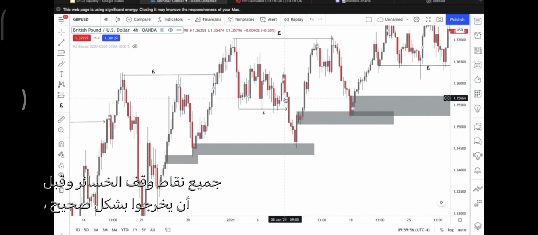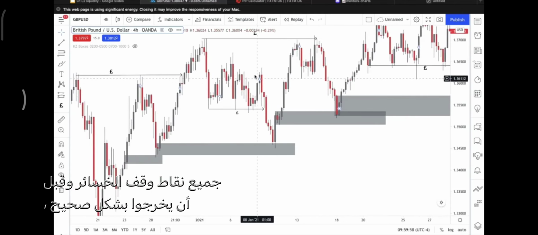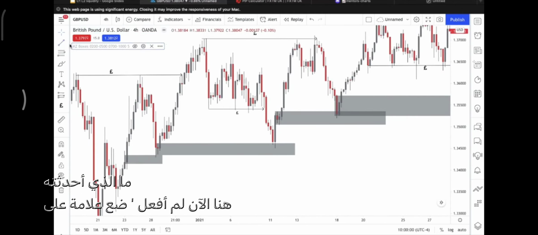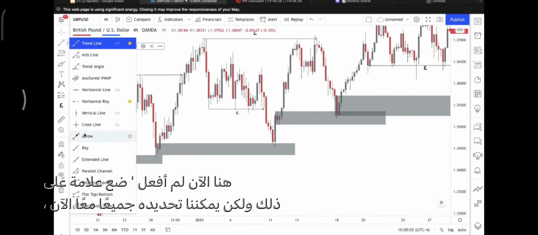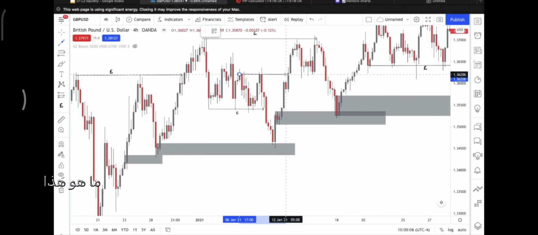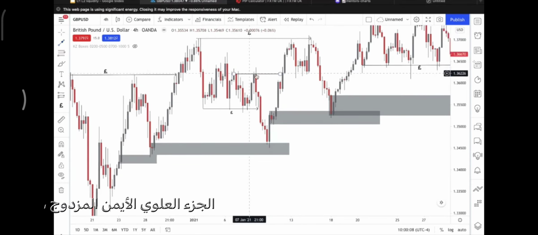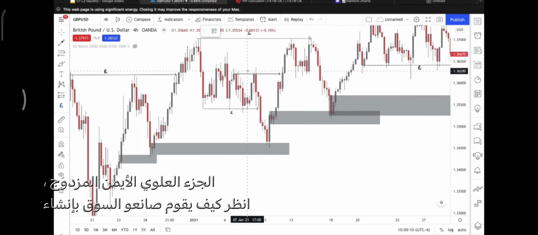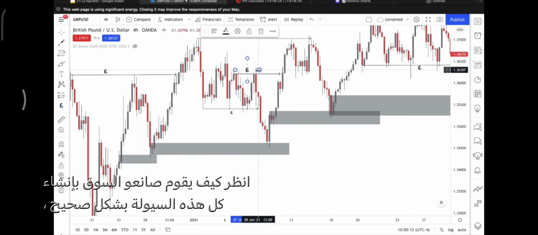And before it took them out, right, what did it create right over here? Now, I didn't mark that out, but we can mark it out together now. What is this? A double top, right? Look how market makers are creating all of this liquidity, right?